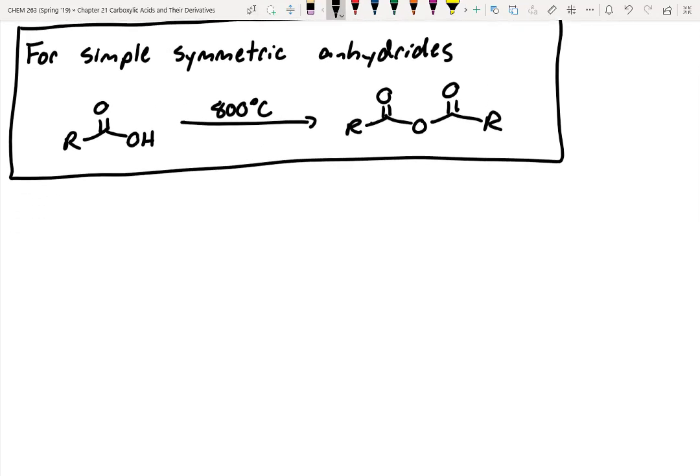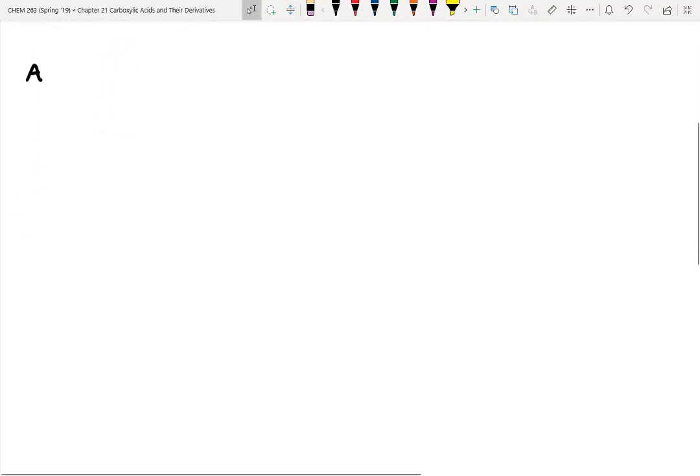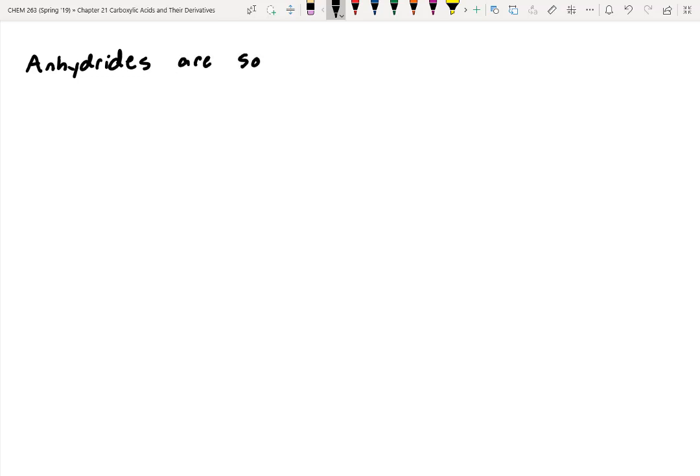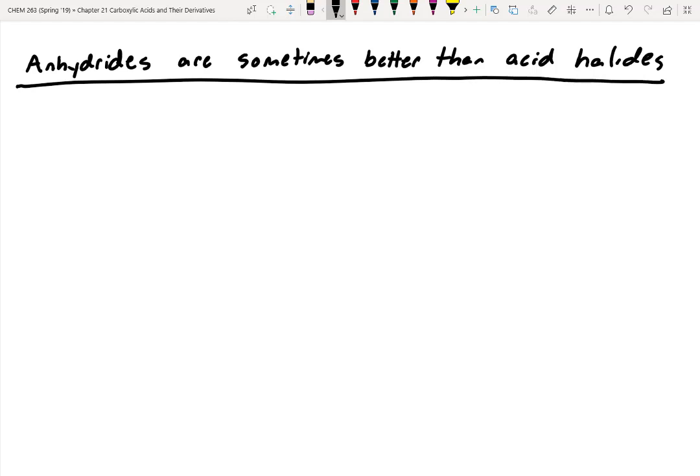So let's take a look at this. Students often ask, well, why on earth would we use an anhydride if acid halides are such versatile intermediates? Anhydrides are sometimes kind of in the middle, so it's the Goldilocks effect where you want something that's just right. So anhydrides are sometimes better than acid halides. All right, so I'll show you an example.